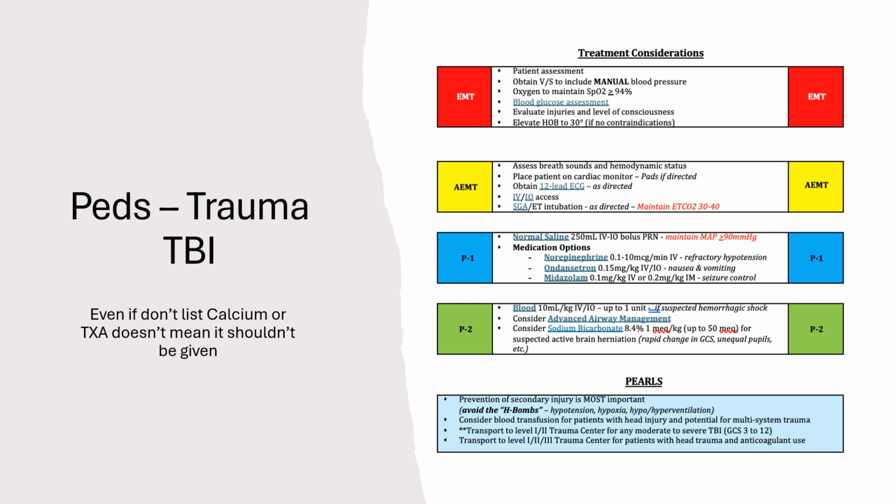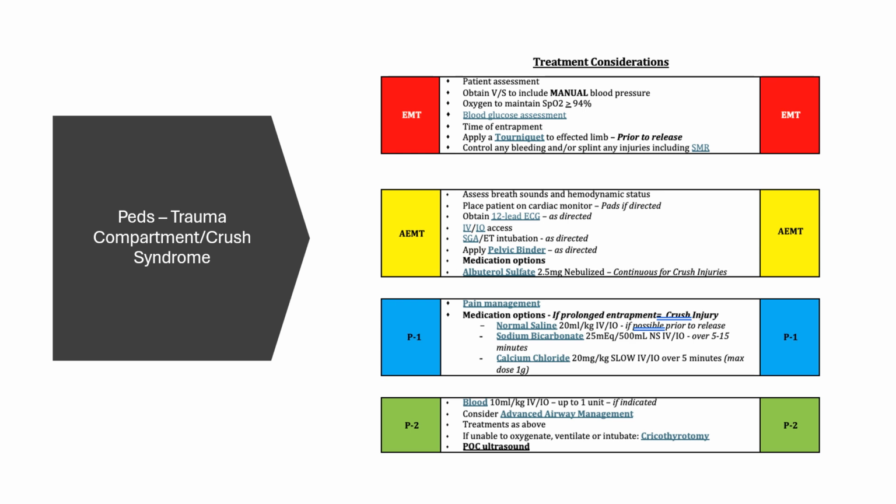But in TBI, you want to perfuse the brain, right? We don't want to hyperperfuse the brain because that kills brain cells. Nothing's really different here. Next slide. Crush injury, nothing again. Prior to release, place a tourniquet, and then there are your medications. Same thing as adult, just different dosages.